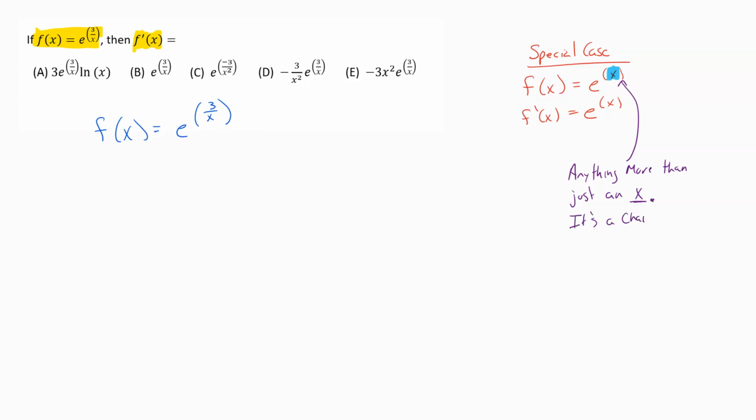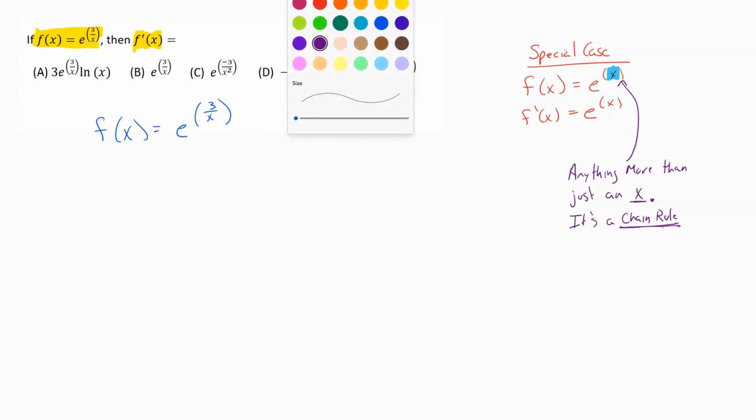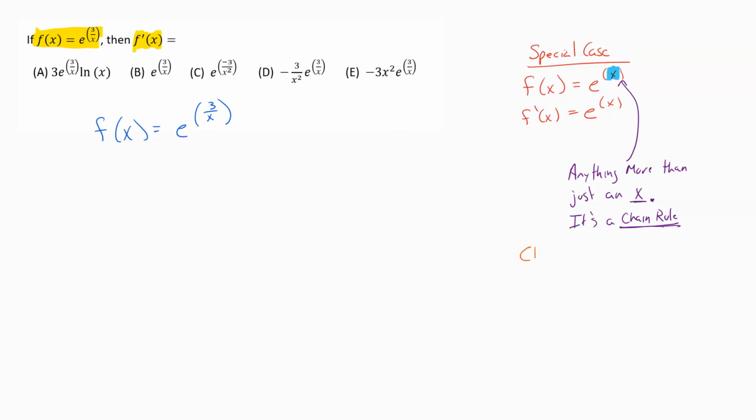So, 9 times out of 10, when you're taking the derivative of one of those special cases, e to the x or the natural log of x, something like that, they replace that basic x. And so what you're usually looking at is what is called a chain rule problem. A chain rule problem is what we have here because we definitely have something more than just a basic x going on inside our e right now.